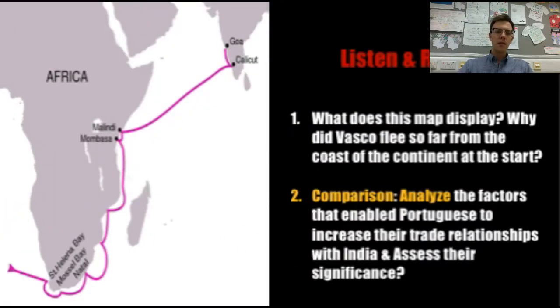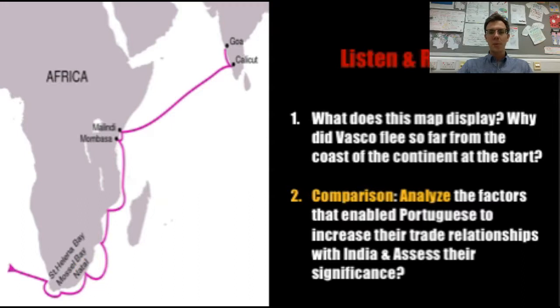Okay, so what does this map display? Why did Vasco flee so far from the coast of the continent at the start here of going around the Cape of Good Hope? Well, this displays Vasco's journey from Lisbon to Calcutta, India. Obviously, you can't see Lisbon here on this map. It's not on the map.